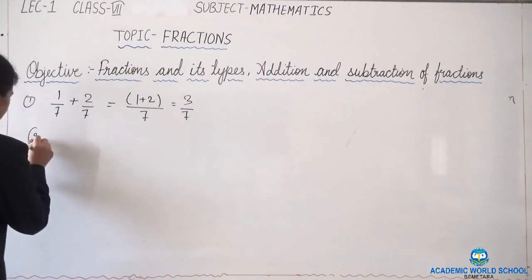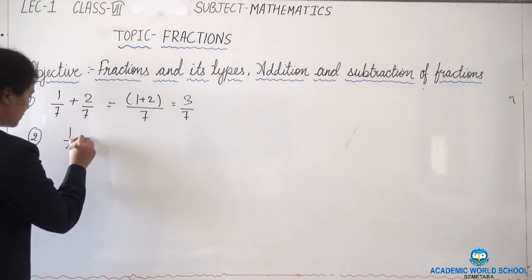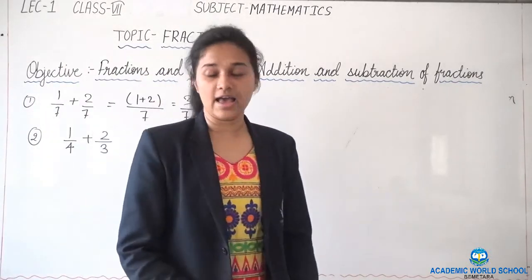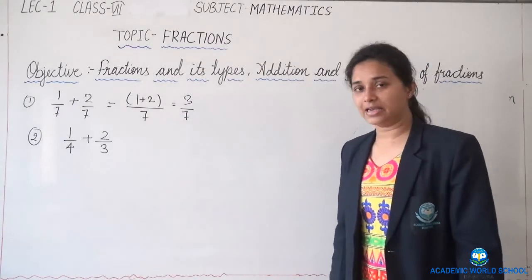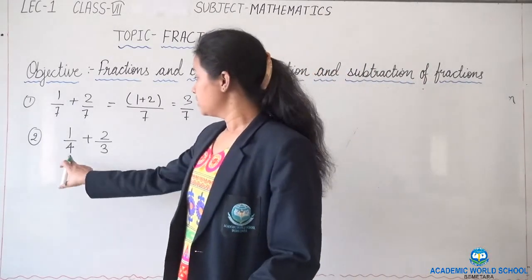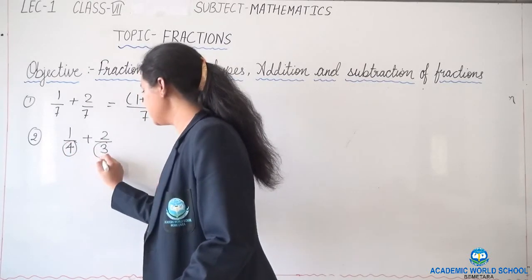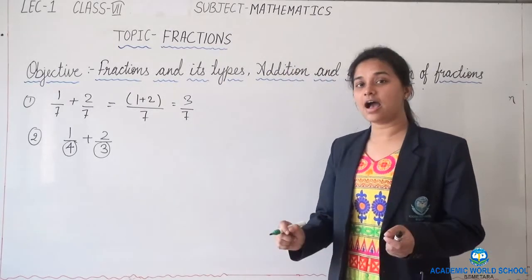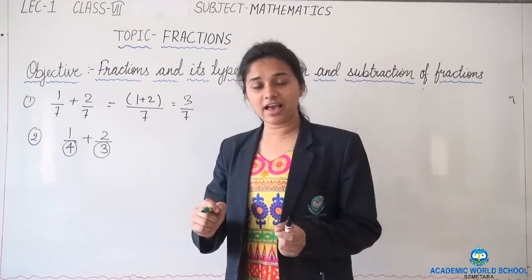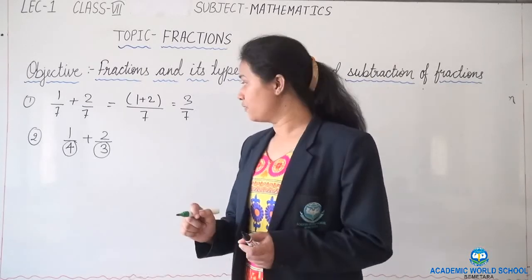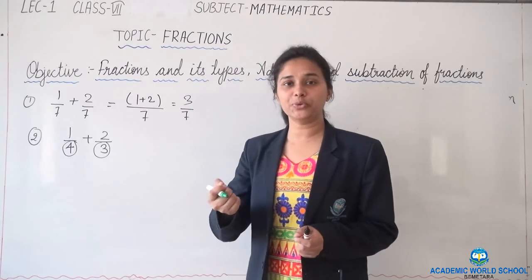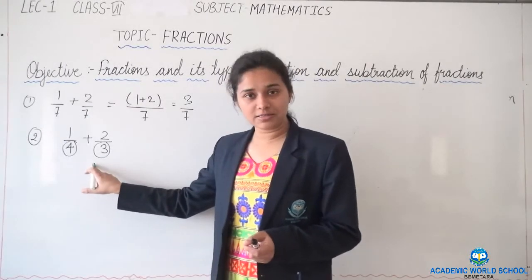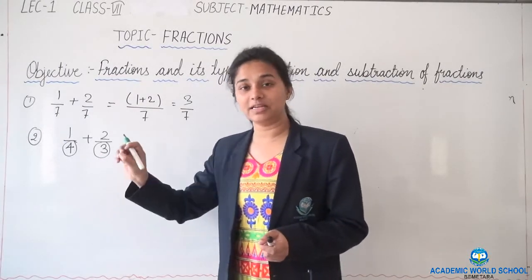Now taking one more example, 1 by 4 plus 2 by 3. I have to add 1 upon 4 and 2 upon 3. 4 and 3 are the denominators. So what kind of fraction is this? This is an unlike fraction. Whenever we have to add unlike fractions, we need to convert the unlike fractions into like fractions. That means if the denominators are not the same, we have to make the denominators the same.